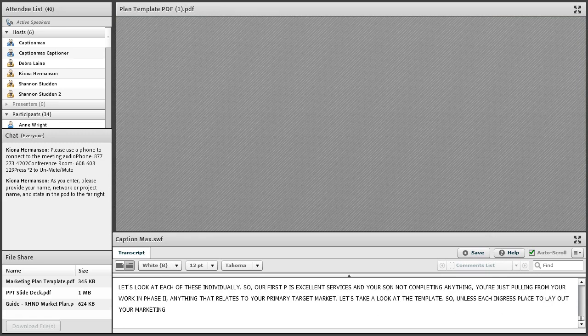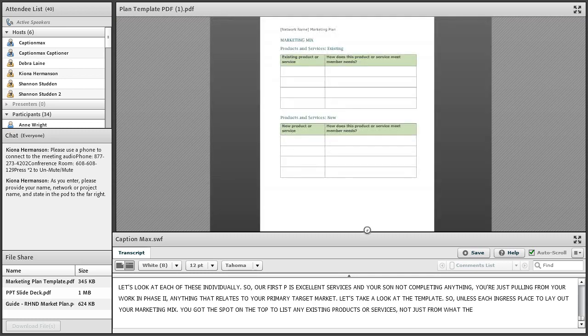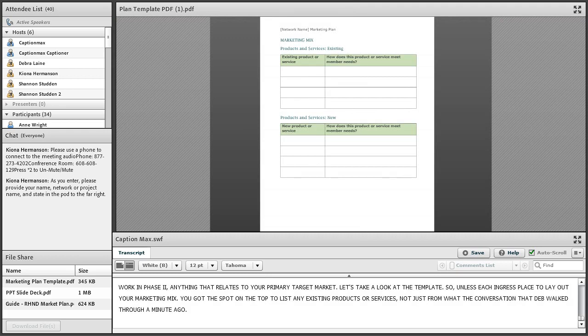So our first P is products and services, and here you're still not creating anything new. You're just pulling from your preparatory work in phase 2 anything that relates to your primary target market. So let's take a look at the marketing plan template and see what that looks like.